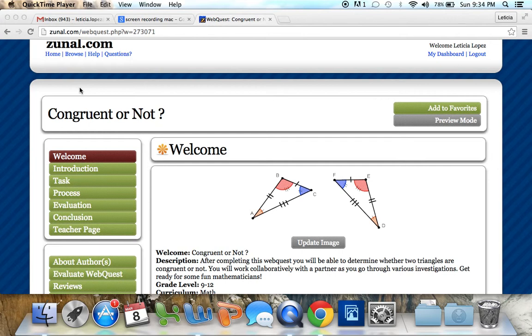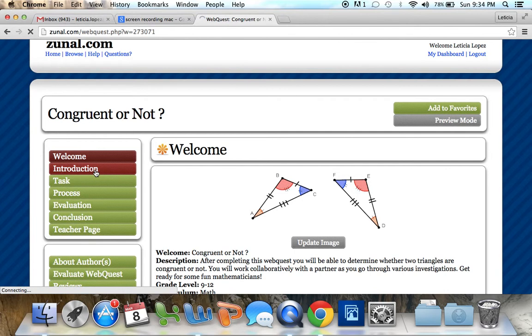This is a web quest to help you determine whether a triangle is congruent or not. In this web quest, you will be completing a series of investigations to help you determine which are shortcuts to help you determine whether a triangle is congruent or not. Let's go on to the introduction of the web quest.